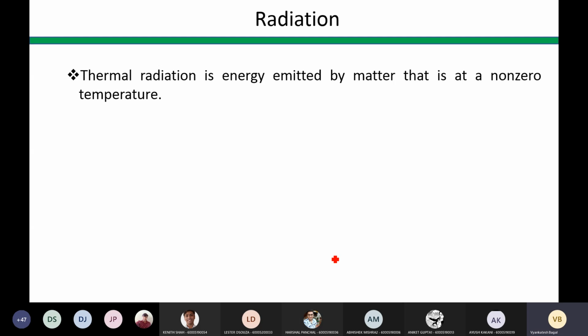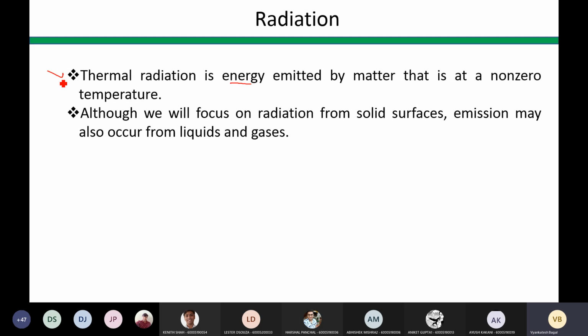Now the last mode of heat transfer, which is radiation. So we'll talk about the mechanism of heat transfer by radiation. So what is radiation? We know that thermal radiation is nothing but the energy emitted by any matter which is at non-zero temperature. I talked about this in the previous lecture. So any material or surface will emit radiation when it is at non-zero temperature, right?